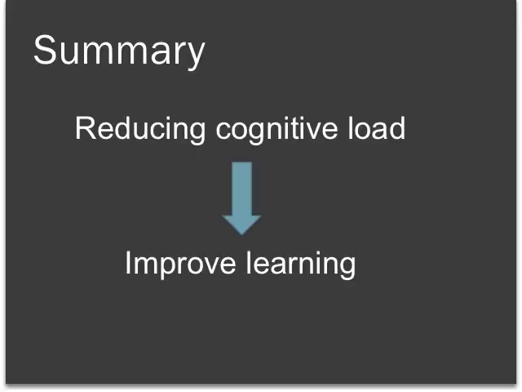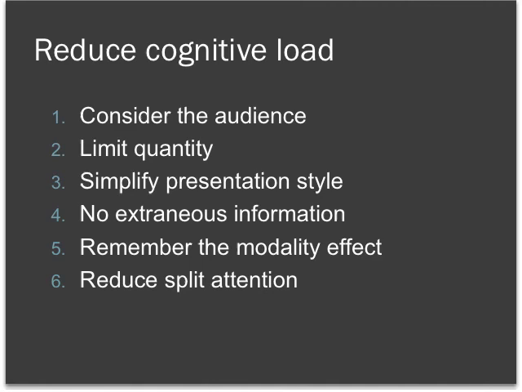So in summary, by reducing the cognitive load that we present to our learners, we will improve their learning. And we can reduce the cognitive load by considering the audience. Are they novices? Are they experts? Are they a mixture of both? And if they are, you may need to do some form of pre-learning for the novices, by limiting how much you're trying to teach them in any one session.